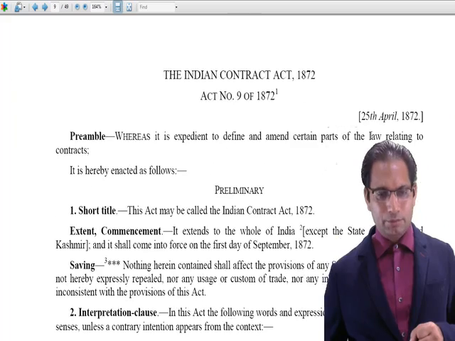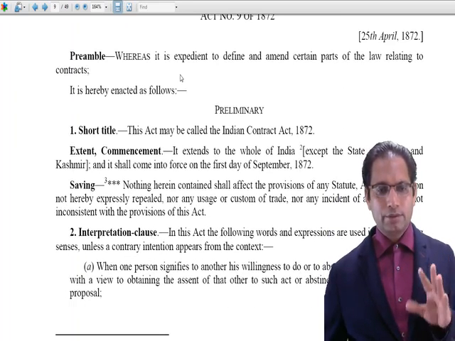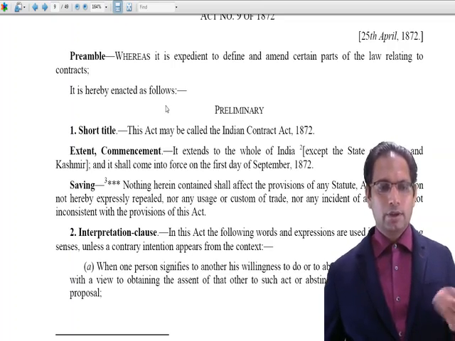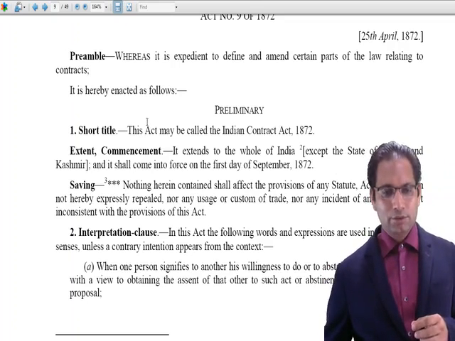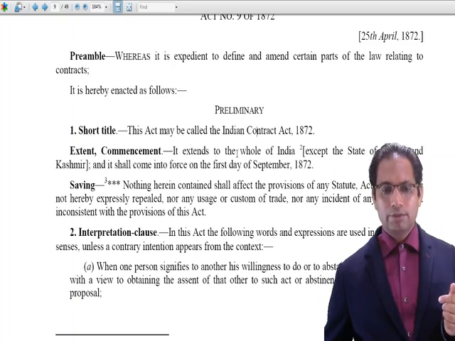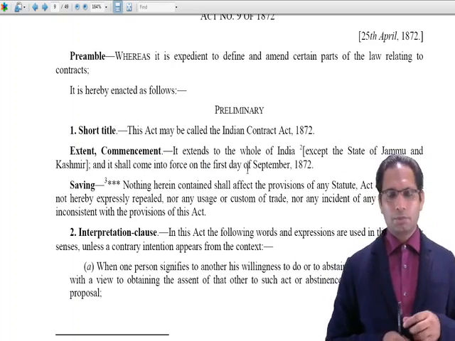The rest of this stuff, you see here, the Indian Contract Act 1872, Act number 9 of 1872, Preamble: whereas it is expedient to define and amend certain parts of the law relating to contracts, it is hereby enacted as follows. This is language, right? So this act may be called the Indian Contract Act. First section was about short title, extent, commencement. It extends to the whole of India. This is the extent. And when did it come into force? It shall come into force on the first day of September 1872. Enactment or commencement.